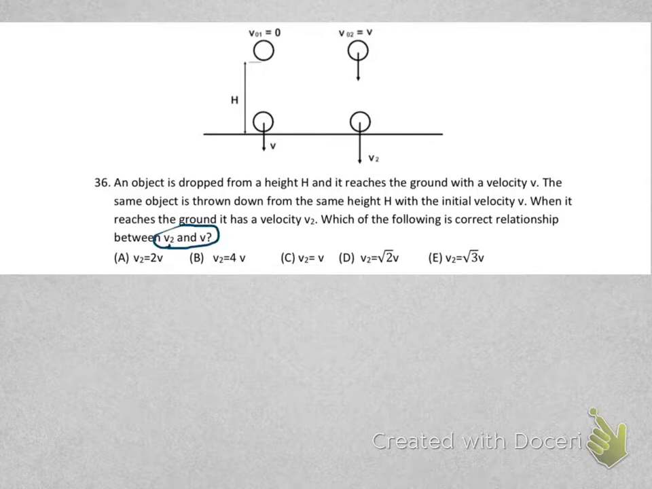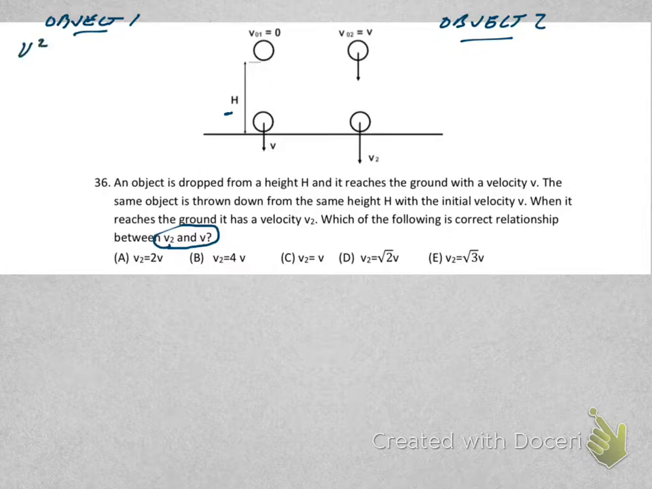All right, so we're going to call the first scenario object 1, and the second one object 2. And since we don't have time, but we have velocity and position, we can use the third equation.